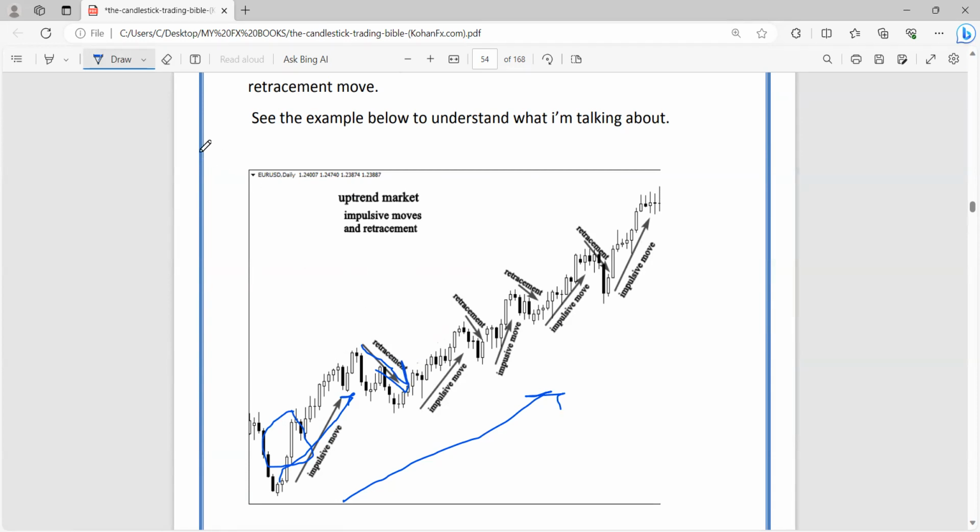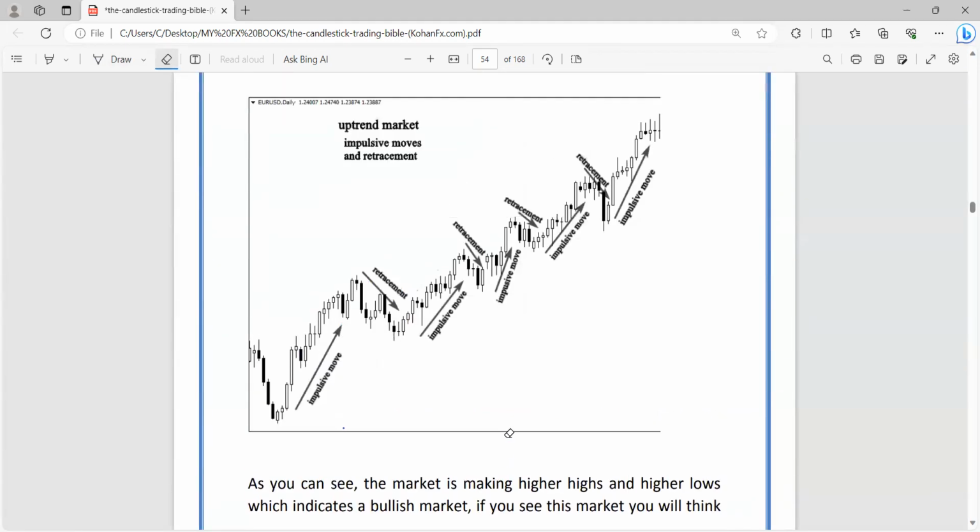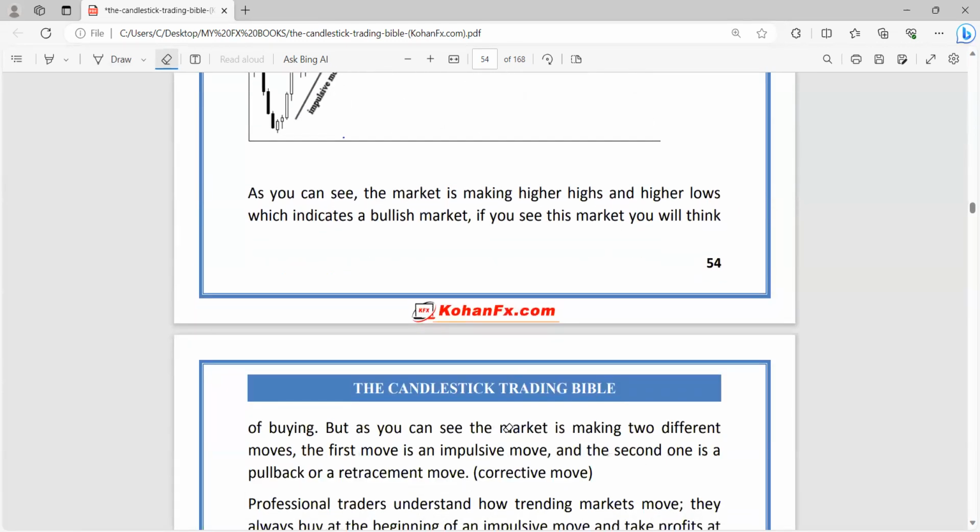So the other thing to keep in mind is since impulsive moves have big candles, they move very fast. Retracements have smaller candles and they're very slow to form, but momentum moves take off very fast. Hence the name impulsive moves. Now we can move on.